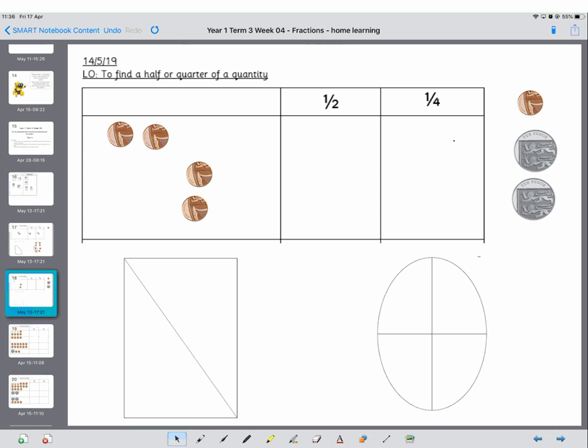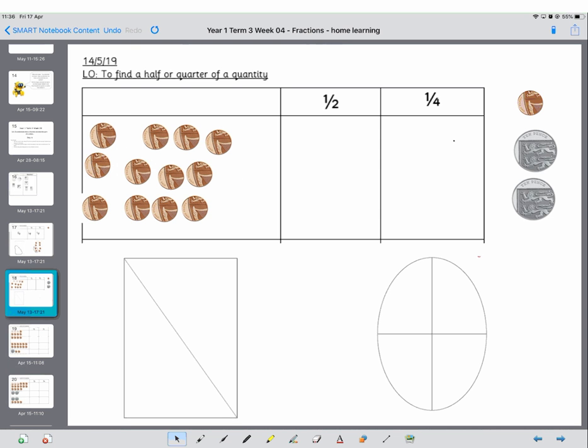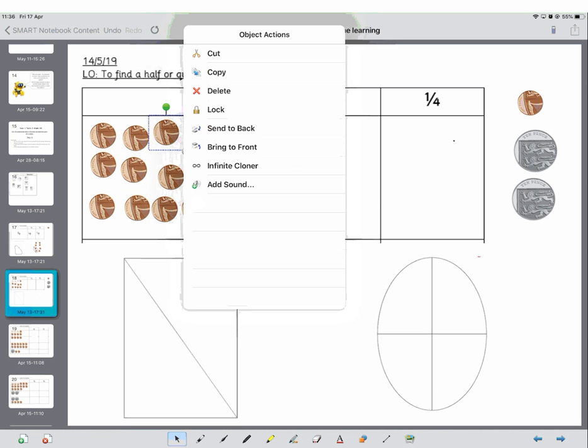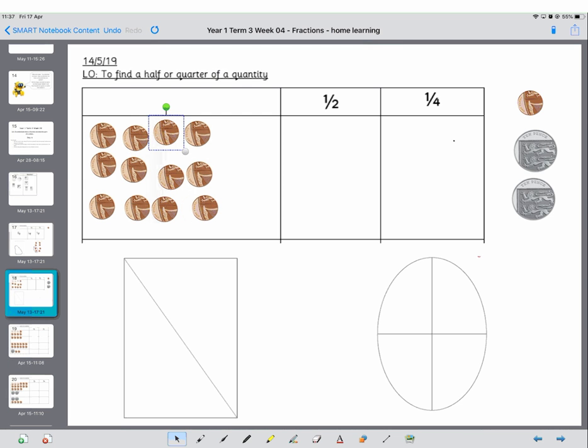1, 2, 3, 4, 5, 6, 7, 8, 9, 10. Brilliant. Now it's probably good if you can line them up. Not just because it's neater, but it'll actually help you with the maths. So, what are we going to do now? That's right, we're just going to split them into 2 sections.